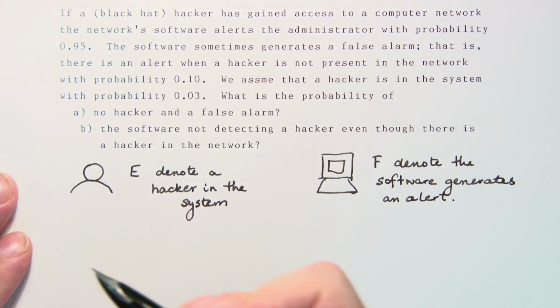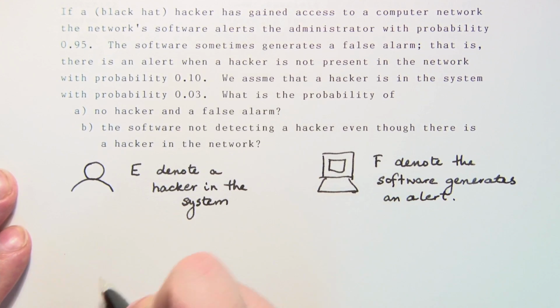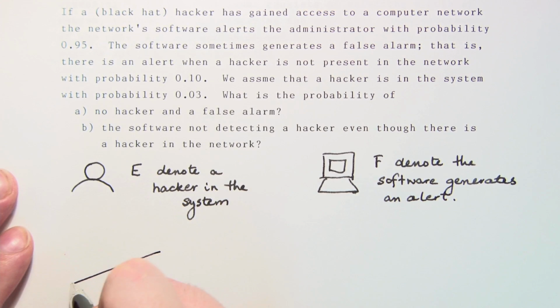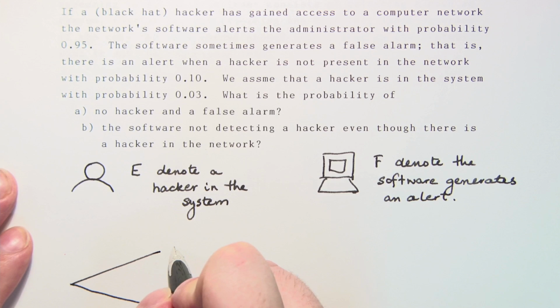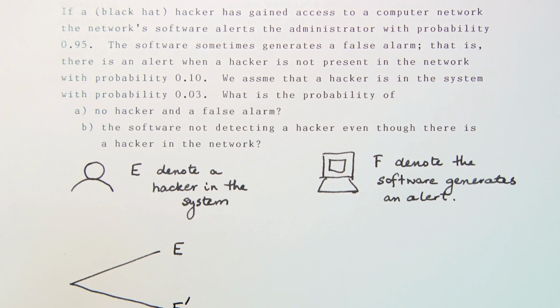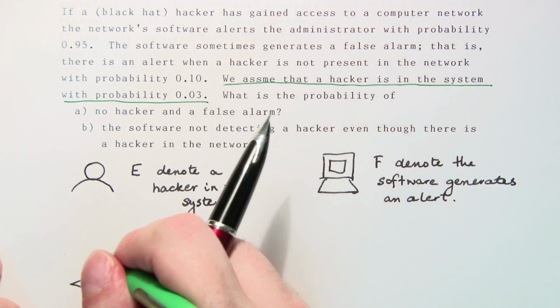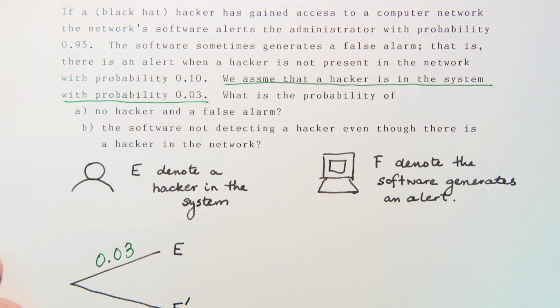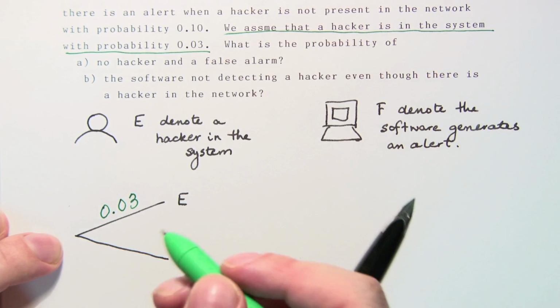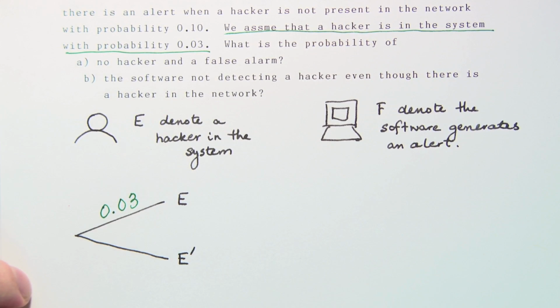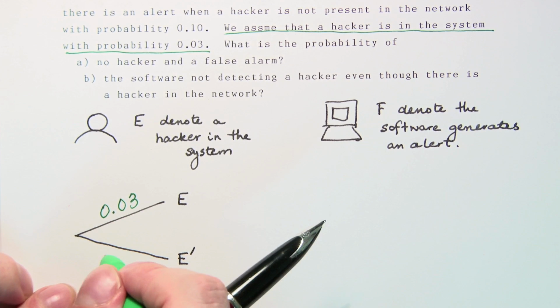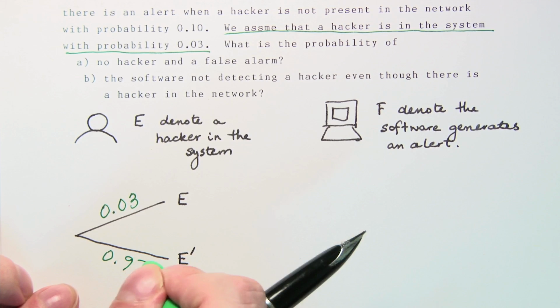So in that case, we can start drawing our tree diagram because this is going to be conditional. So first thing I have is the probability of E and E prime. Okay, so we're told, first off, we assume a hacker's in the system with probability 0.03. So what does this mean? Well, it means then the complement is 1 minus 0.03. So the probability that a hacker isn't in the system is 0.97.